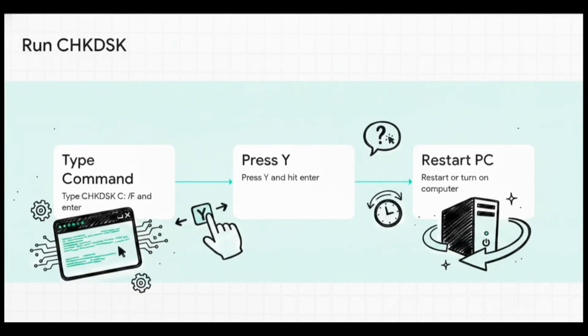Okay, with that administrator Command Prompt open, let's walk carefully through these final inputs. Step 1. Type that exact same command again, chkdsk space c: /f, and press Enter. Step 2. It's going to prompt you with a question. All you do is press Y on your keyboard and hit Enter. Now, you won't actually see anything happen right at this exact moment. The real action occurs on Step 3, the next time you restart or turn on your computer.